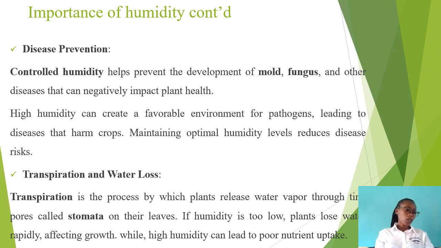Another importance of humidity: apart from the plant, it helps in the formation of the water cycle, which is most important for crop development. Also, humidity determines crop growth in a given region, and it influences certain physiological phenomena in crop plants, including transpiration.